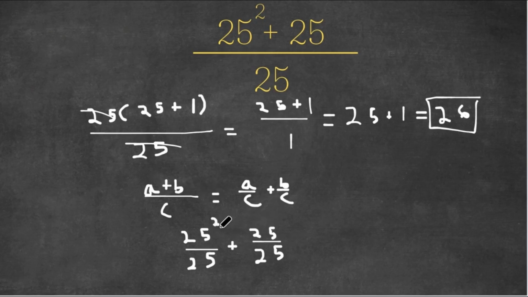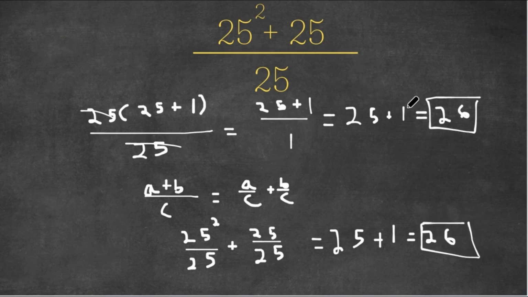Now, as you can see, 25 squared over 25 is 25, plus 25 over 25 is 1. And this would equal 26. 25 plus 1 is 26. So these are the two methods of solving this problem.